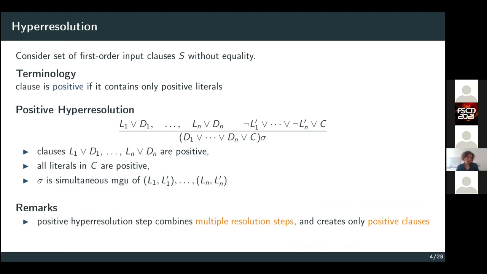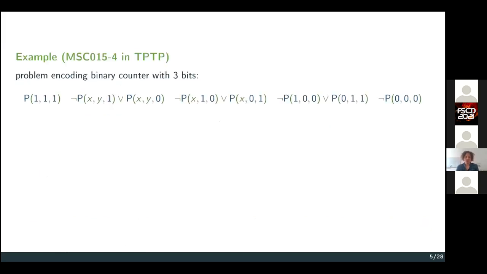A positive hyperresolution step can just be seen as a combination of multiple resolution steps. And it's known that positive hyperresolution creates only positive clauses. Here the choice of the sign is somewhat arbitrary. We can also define negative hyperresolution in a completely analogous way. So let's look at an example. This is a problem from TPTP, thousands of problems for theorem proving, that encodes a binary counter with 3 bits. So we have these 5 clauses. Now, what can we do here with hyperresolution? Well, for instance, we can take the first 2 clauses.